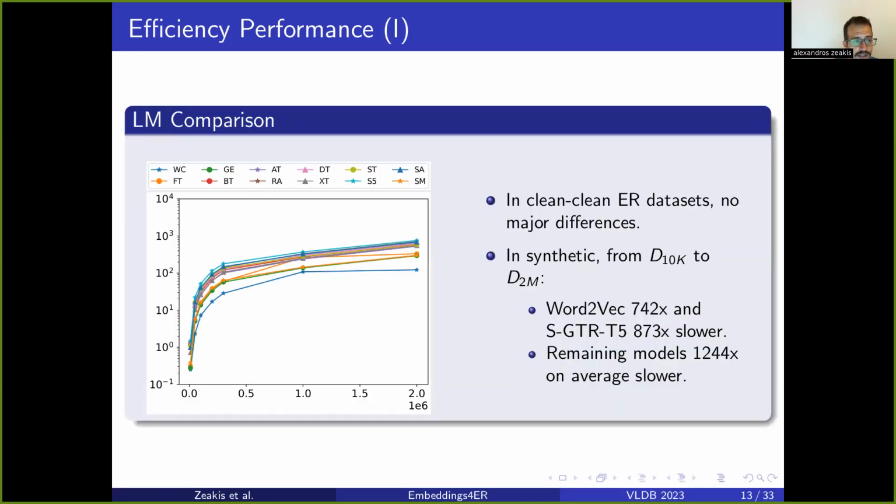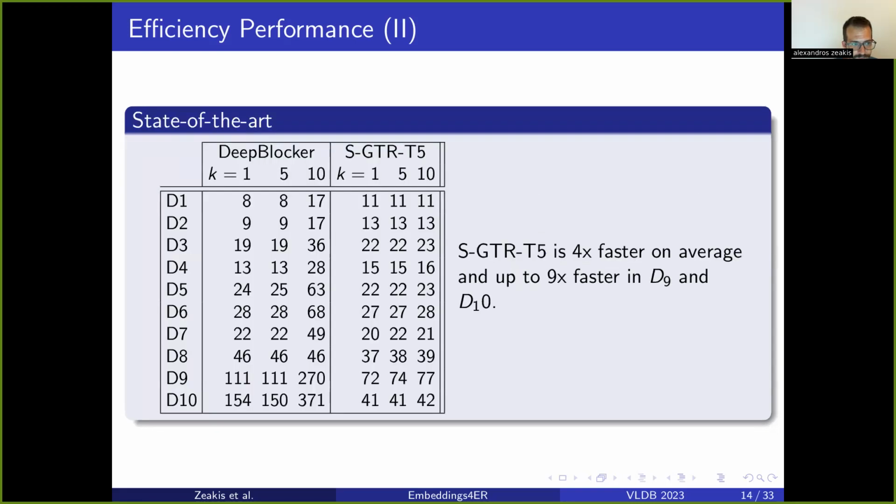In efficiency, in language model comparison, all execution times are very low, and there are no big differences between methods. Thus, any plot is omitted. Any differences occur mostly when dimensions vary, meaning when we have 300 or 768 dimensions. In synthetic datasets, from the first dataset with 10,000 entities to the last dataset with 2 million entities, Word2Vec and SGTR-T5 were 742 times and 873 times lower. All other models were 1,244 times on average lower.